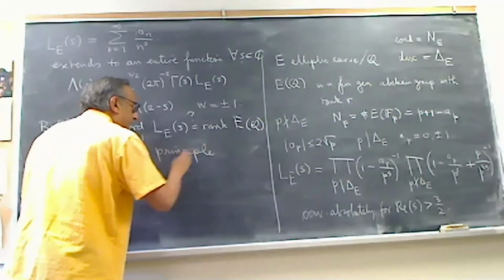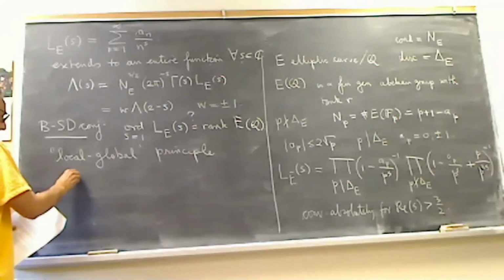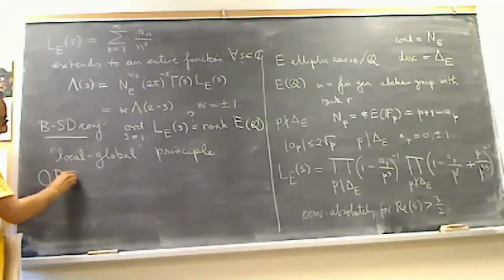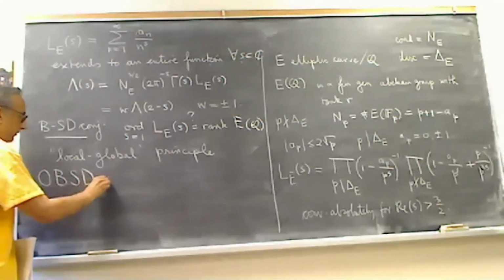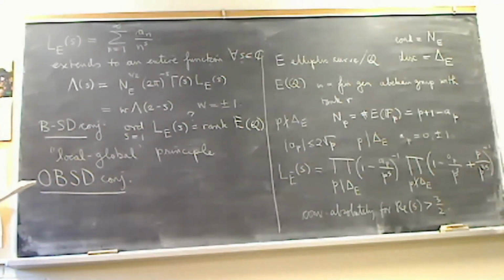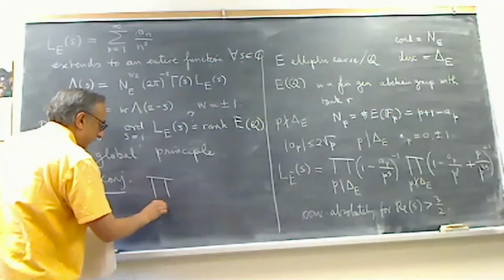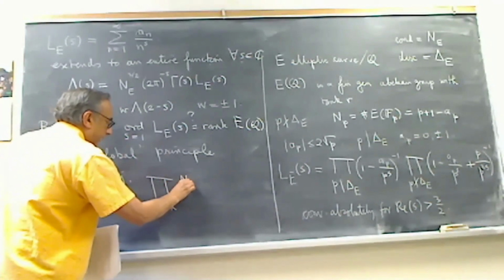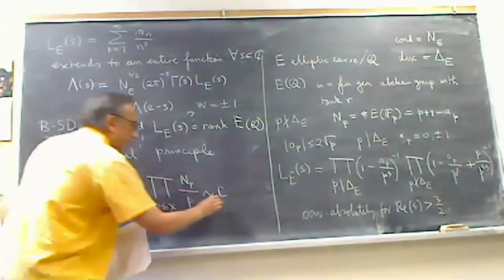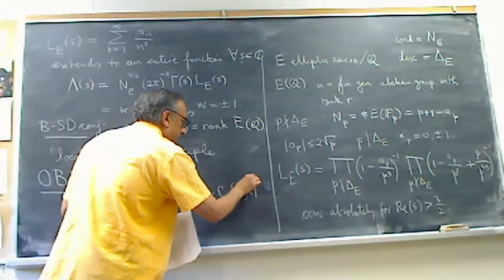And if you go back to the early 60s and check the papers by Birch and Swinnerton-Dyer, you'll find that the conjecture that they were actually making, which I'll call the original Birch Swinnerton-Dyer conjecture, the OBSD conjecture, O standing for original, is that the product over primes p less than x of N_p over p should be asymptotic to some constant times (log x) to the power r.